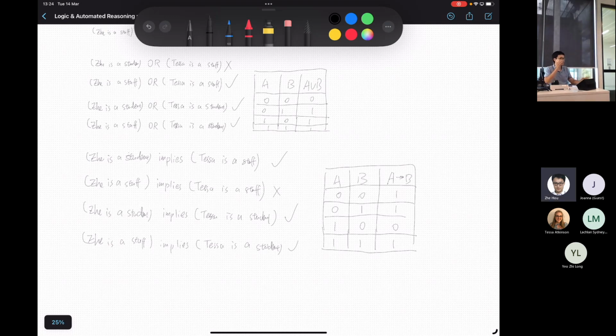So the only case when an implication is false is when you assume something that is true, but you derive something that is false. In all other cases, it's true.